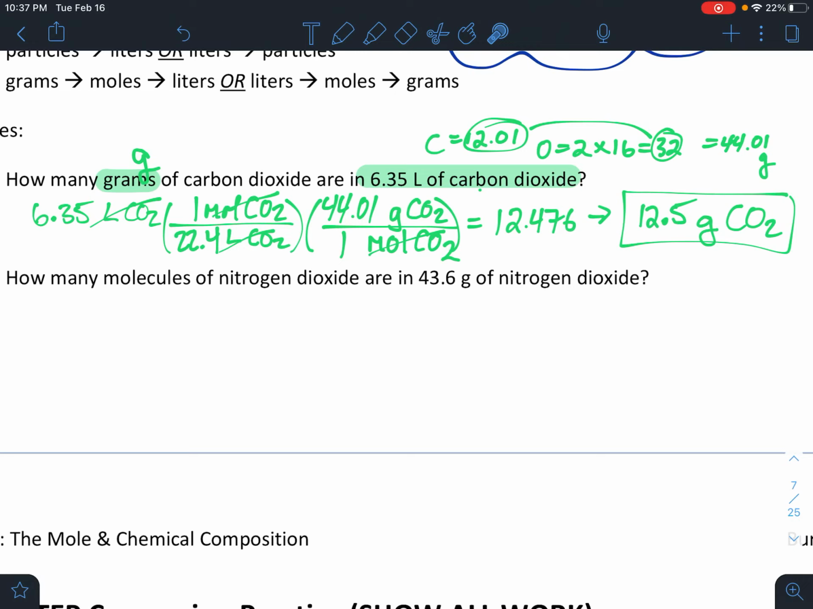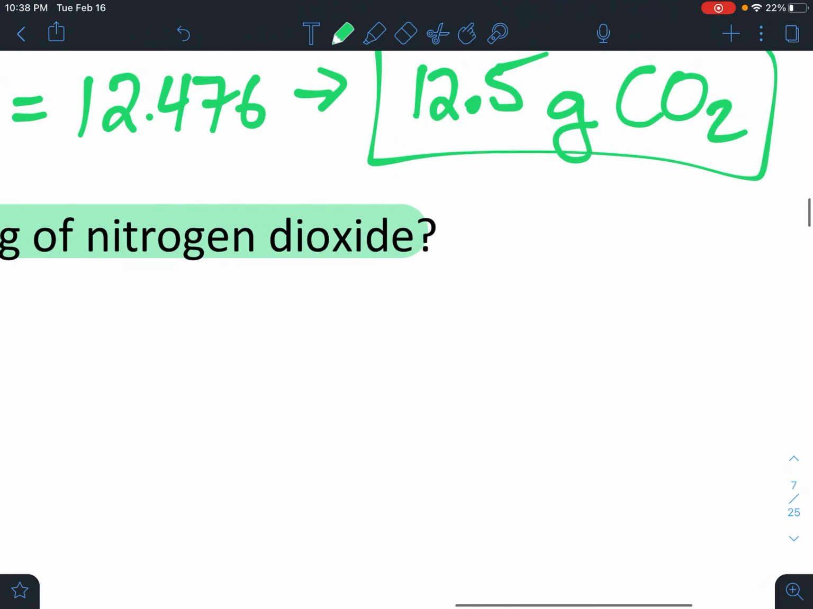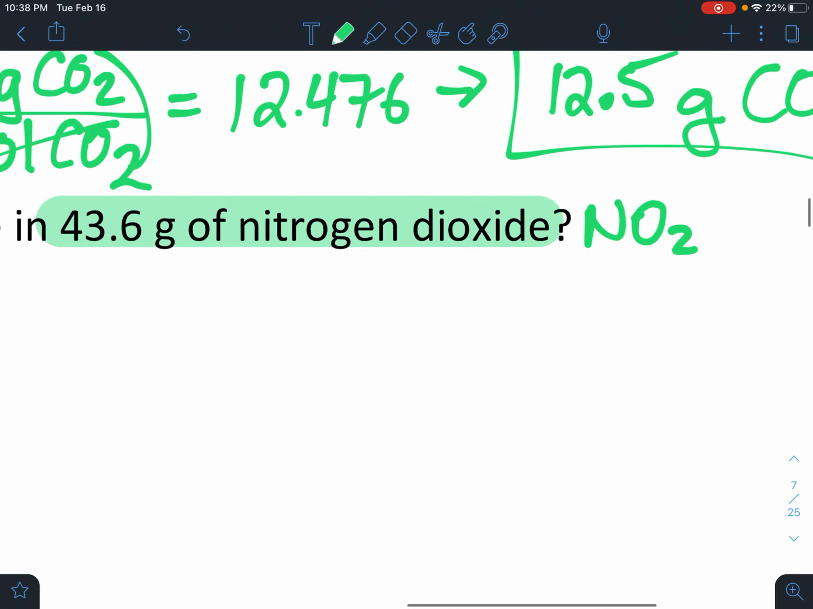Now in the next problem, it's asking for molecules. So how many molecules of nitrogen dioxide are in 43.6 grams of nitrogen dioxide. So for this one, because we are using grams, we do have to know what nitrogen dioxide is. Nitrogen dioxide, remember, if the first element in the compound does not have a prefix, but the compound is made of two nonmetals, then the first element, there's only one present. Now di is a prefix of 2, so this is NO2.